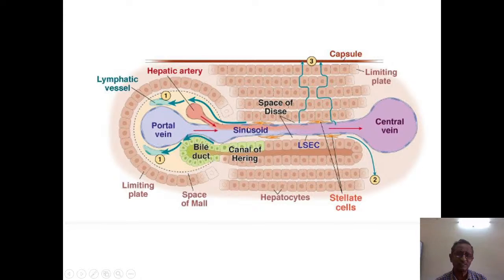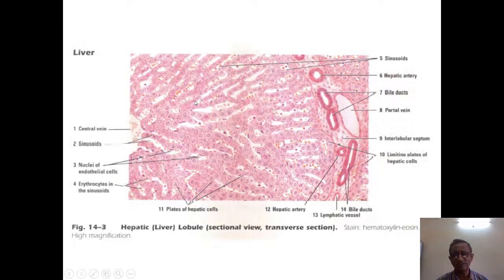And this space of Disse is directly entering the space of Mall, which is present in the portal triad outside this portal vein, bile duct and the hepatic artery, and inside the hepatocytes that are surrounding the sinusoid. So this space of Disse is present along the sinusoid itself. This is the continuation: sinusoid itself, and then the space of Disse, space of Mall. So this space of Disse opens into the space of Mall, and the space of Mall together forms lymphatic vessels.